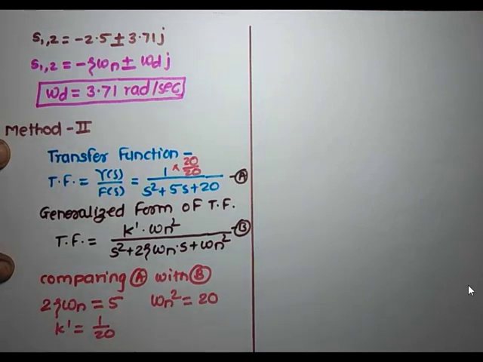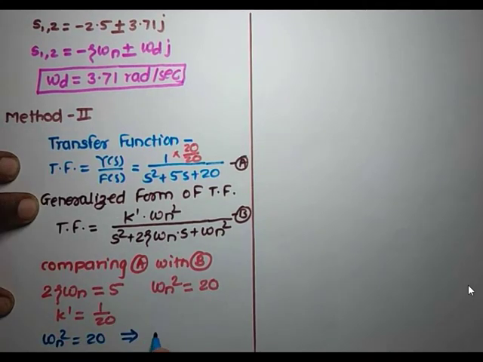So after comparison we got 2 zeta omega n is equal to 5 and omega n square is equal to 20. If I take omega n square is equal to 20 and solve this, I'll get omega n is equal to 4.47 radian per second, the same value that we already obtained from another method. Okay, this will be the answer.